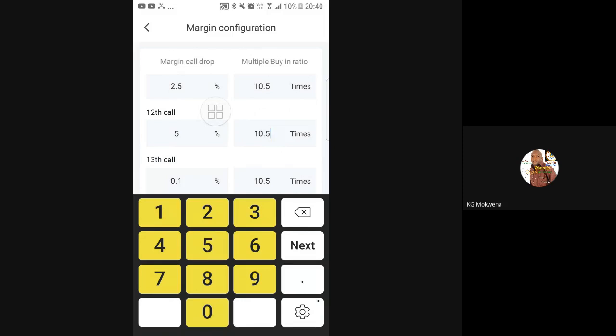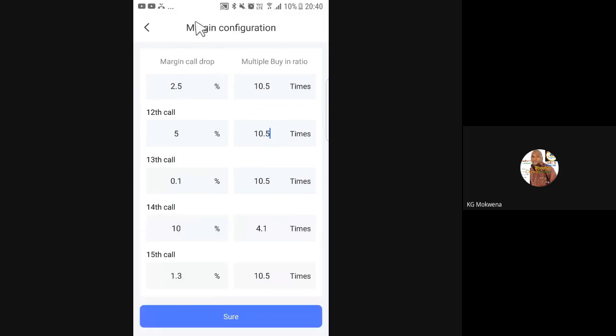So always, when you come to margin configuration, I always say, business partners, configuration simply means arrangement, or how you prepare your plan and so forth. It's just as simple as that. So margin configuration means arrangement of buying at different price levels. The column here is divided into two. The heading of the first on the left-hand side is margin call drop. This is about falling. Isn't it that people get frustrated when the markets crash? So Royal Q plans for that.